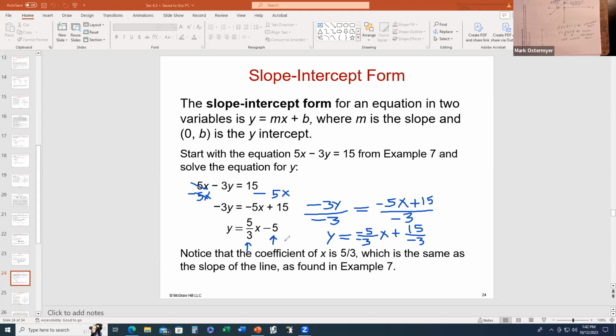Is that true? So, ladies and gentlemen, do we all see how I went from standard form to what form? What form is this? Slope-intercept form. So what would be the slope of this line?